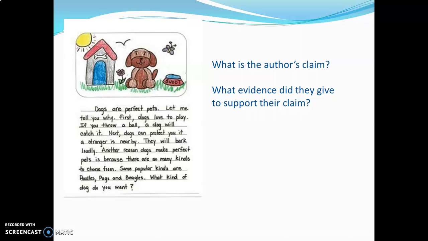And they even gave examples of those different kinds. So the author's claim was that dogs are the perfect pets, and they gave us several strong pieces of evidence to try to convince us that that was what we should think too.